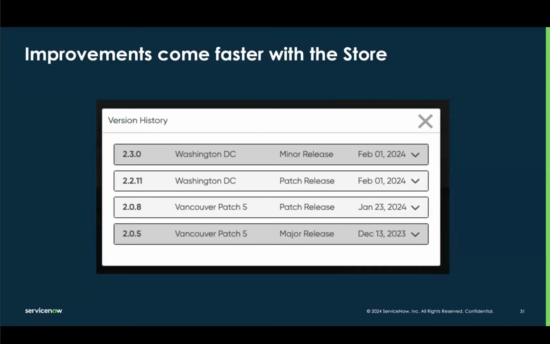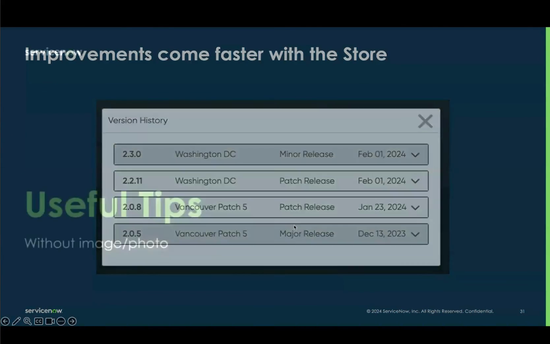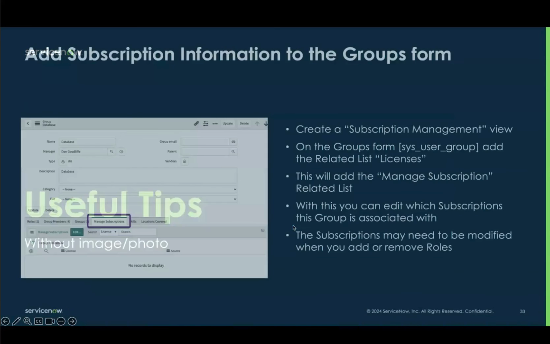And because we're in the store, it doesn't mean you always have to upgrade to Washington. In this case, it is a good example. You don't have to be on Washington to get the latest version. When we go to Xanadu, you don't have to upgrade to Xanadu. We'll make it backward compatible to Washington as much as we can. And there also are the other quarterly releases in Q2, Q3, or Q4. So we're able to iterate faster. Keep your ears open for that. A couple useful tips without image and photo.